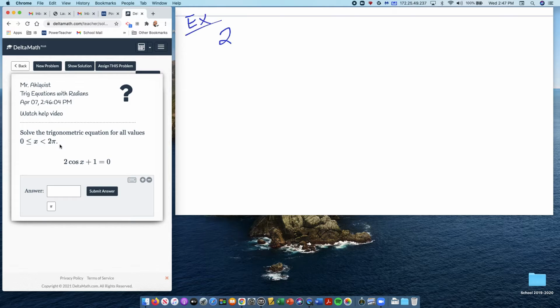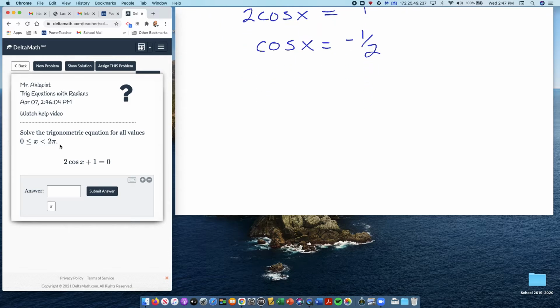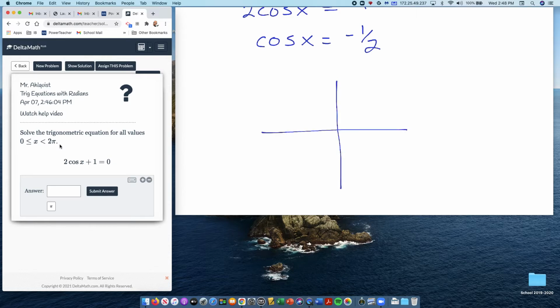So here's an example. 2 times the cosine of x plus 1 equals 0. So that's 2 times the cosine of x equals negative 1. So that's when the cosine of x equals negative 1/2. Now, think about what that looks like. The cosine is equal to negative 1/2. Remember what we did with that, where we drew those triangles, and we could really draw it in 2 places.